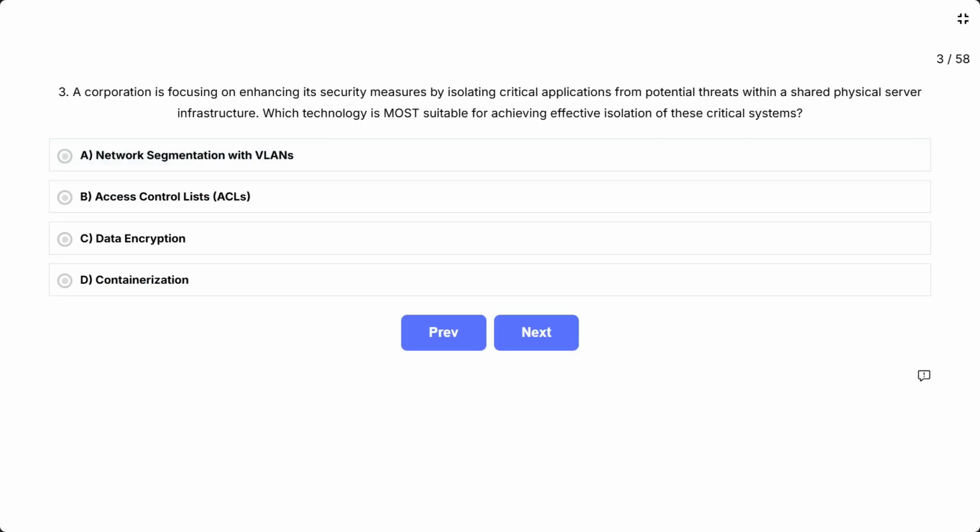Question 3. A corporation is focusing on enhancing its security measures by isolating critical applications from potential threats within a shared physical server infrastructure. Which technology is most suitable for achieving effective isolation of these critical systems? Options. A. Network segmentation with VLANs. B. Access control lists, ACLs. C. Data encryption. D.